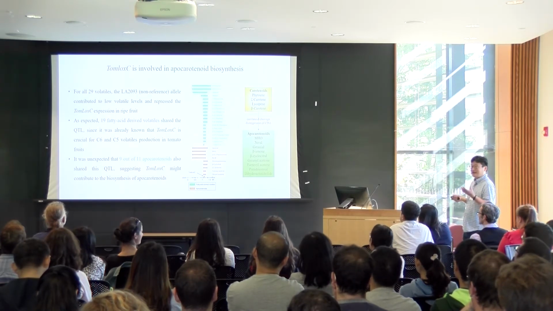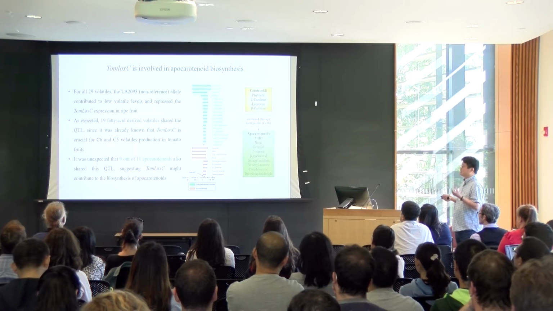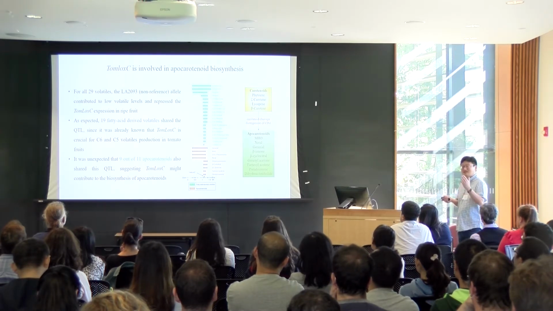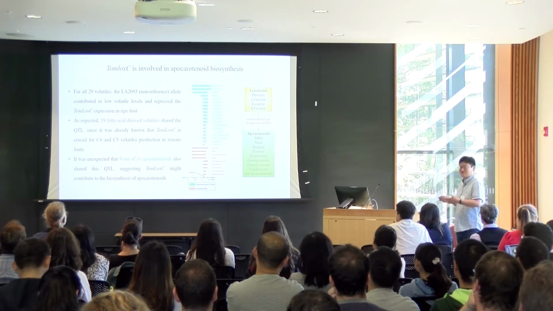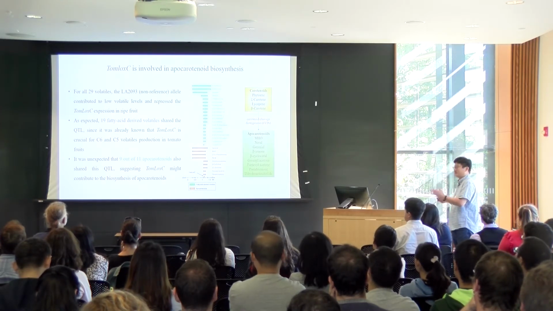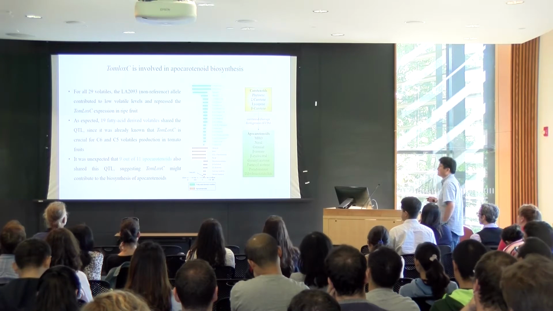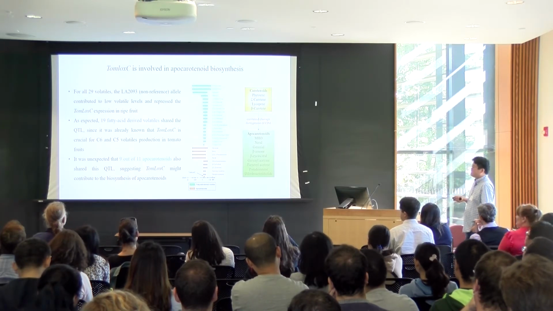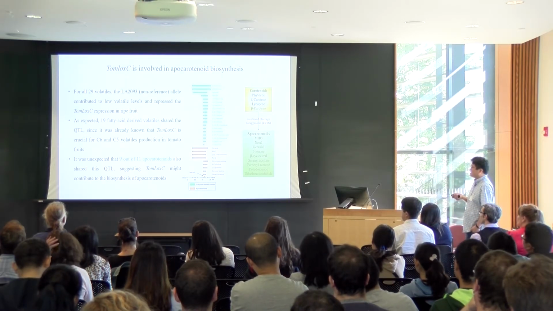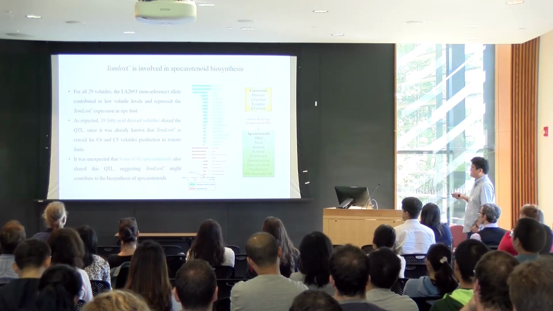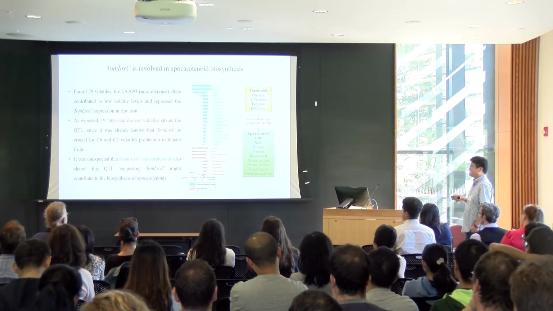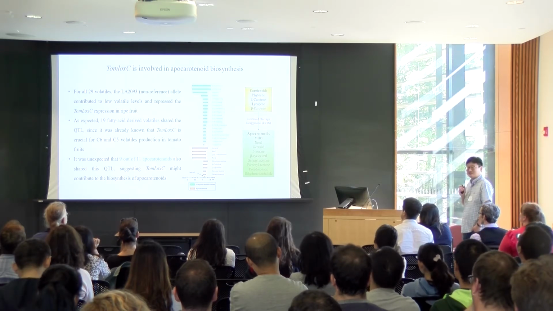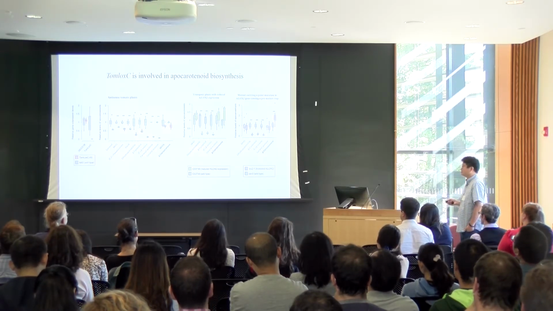And as expected, 19 fatty acid derived volatiles are mapped to this region, because we know this function: it catalyzes fatty acids to C5 and C4 volatiles. But it was unexpected that none out of these 11 apocarotenoids also map to this region. I mean, this also suggests that TomLoxC may contribute to the biosynthesis of apocarotenoids.